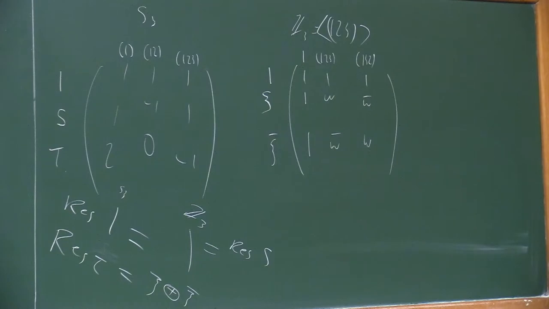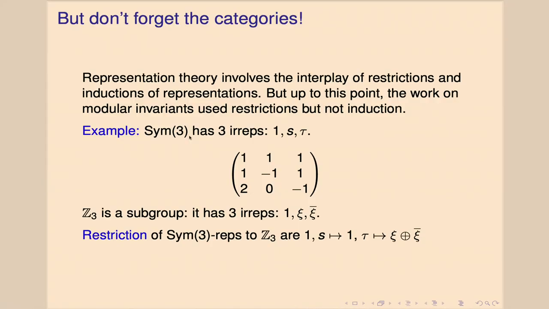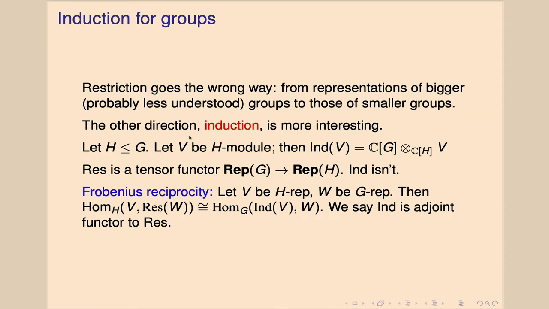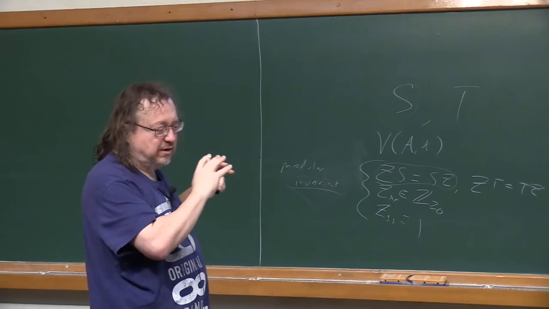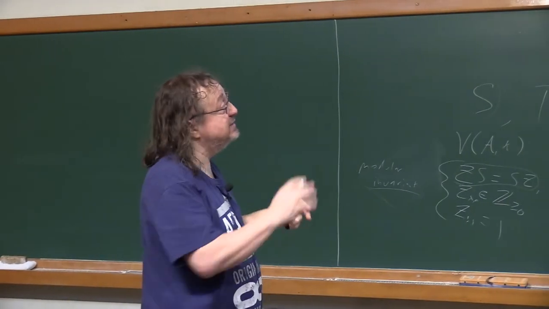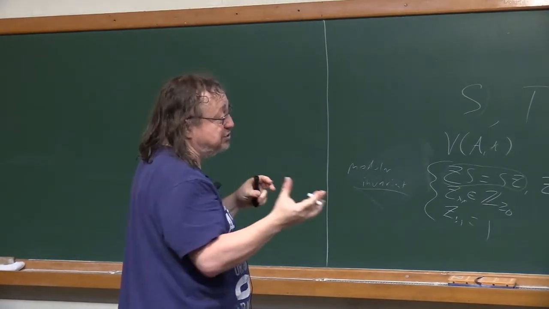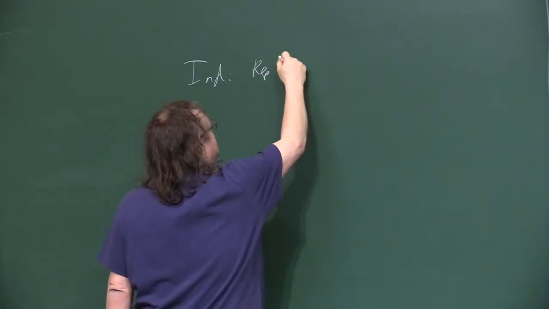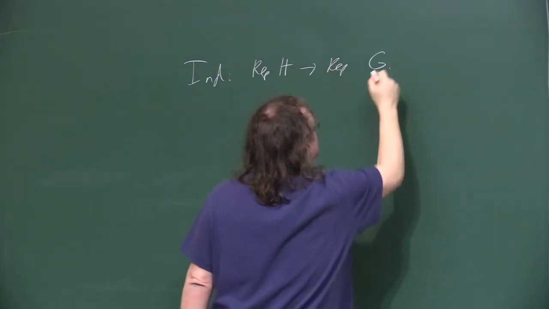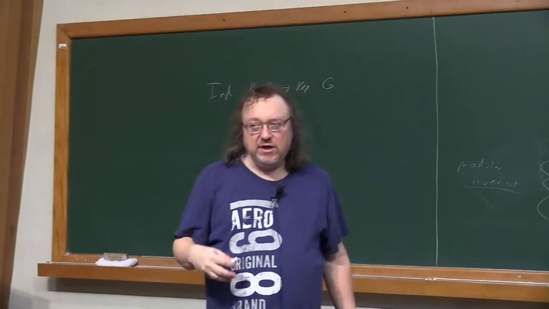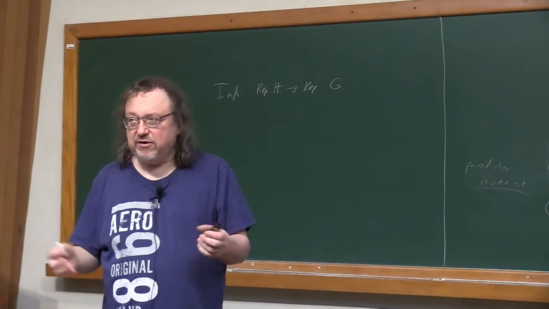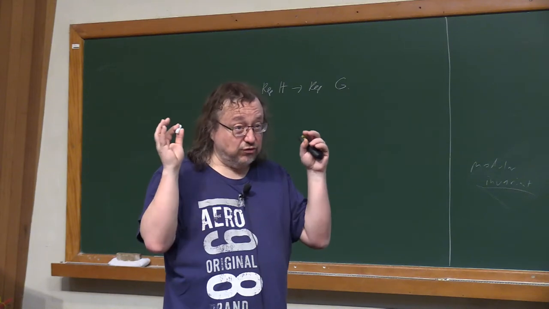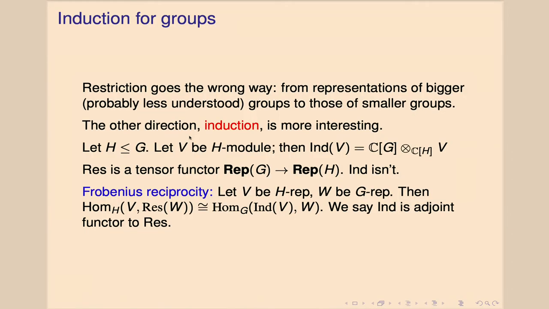But you can go in the other direction, and this is induction. There are lots of different ways to talk about induction. You can look at it at the level of matrices, where you get a block permutation matrix, where each of the blocks is one of the matrices from your original representation. So induction goes from representations of your smaller group up to representations of your bigger group. The great thing about induction is that generally the smaller group is better understood, at least if you choose it so, and you want to understand the representations of the big group. So induction is very useful; it goes in the right direction.